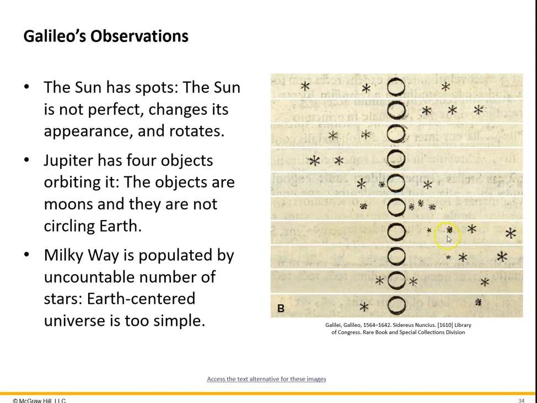All right, we know a lot more about those things nowadays, but for Galileo, these were the first satellites, and that goes against Aristotle. All motion should be around the sun.